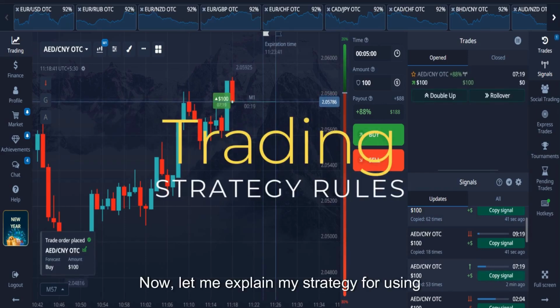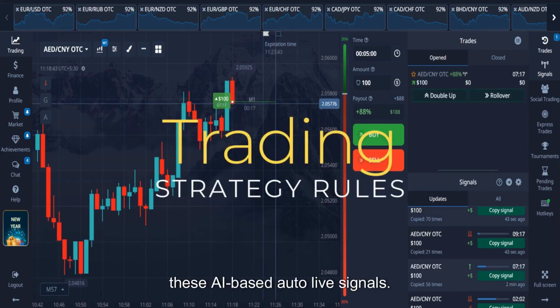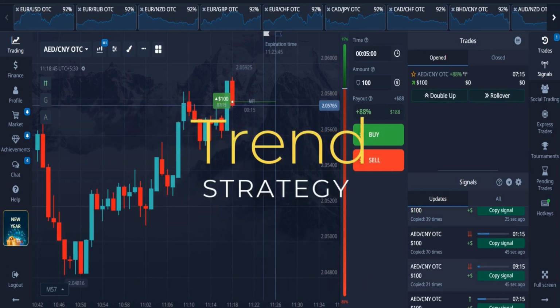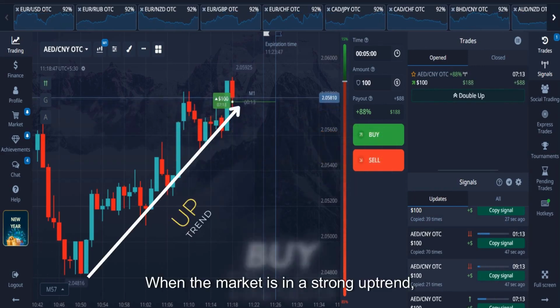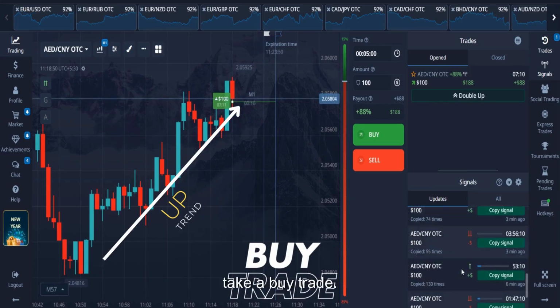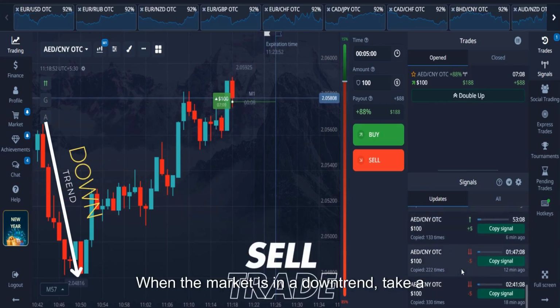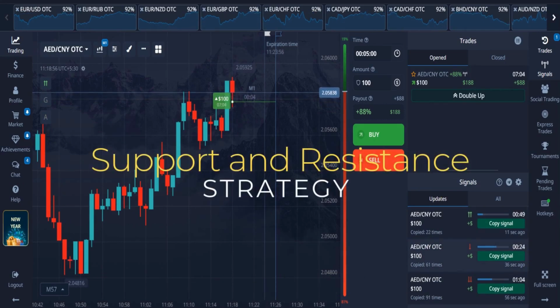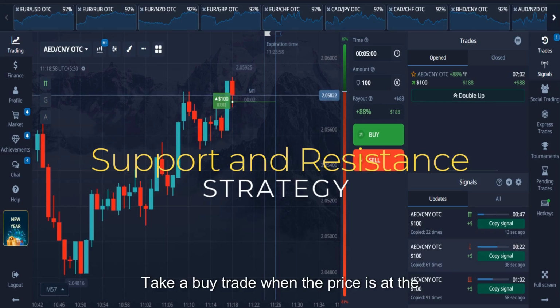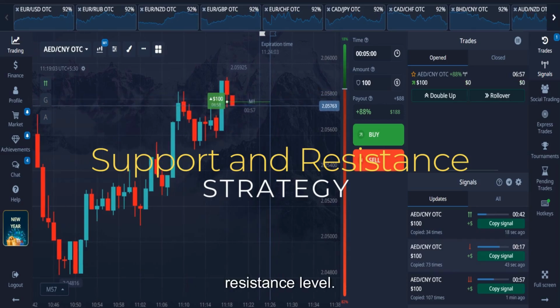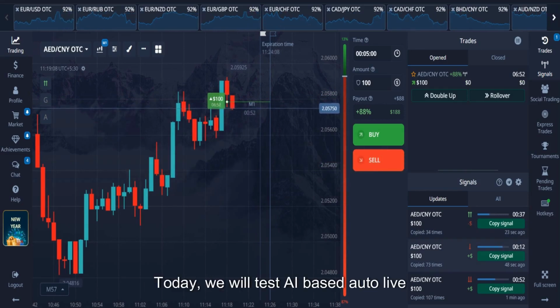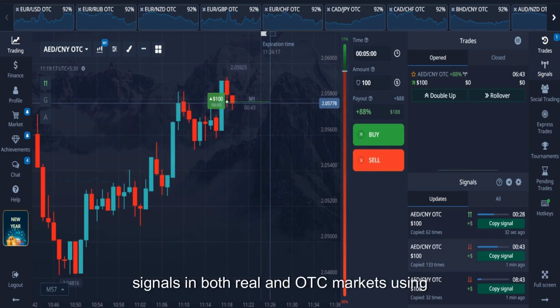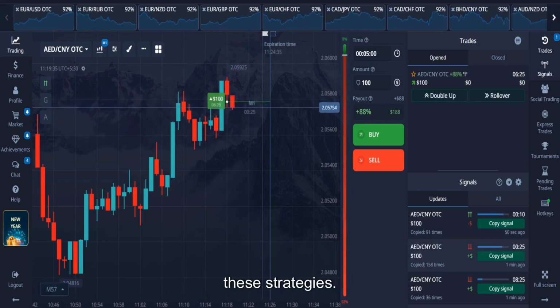Now, let me explain my strategy for using these AI-based auto live signals. Trend-based strategy. When the market is in a strong uptrend, take a buy trade. When the market is in a downtrend, take a sell trade. Support and resistance strategy. Take a buy trade when the price is at the support level. Take a sell trade when the price is at the resistance level. Today, we will test AI-based auto live signals in both real and OTC markets using these strategies.